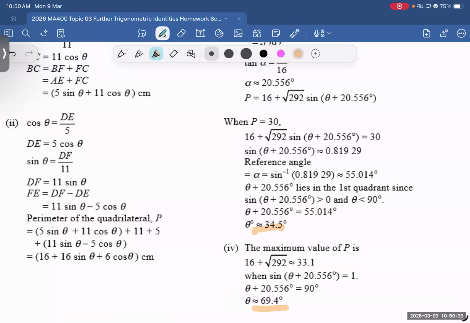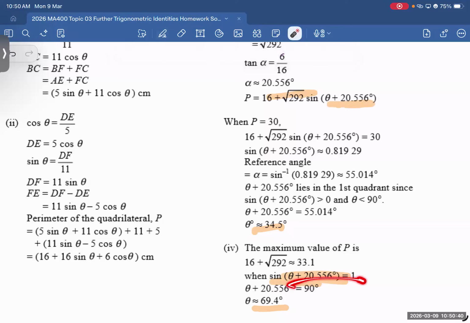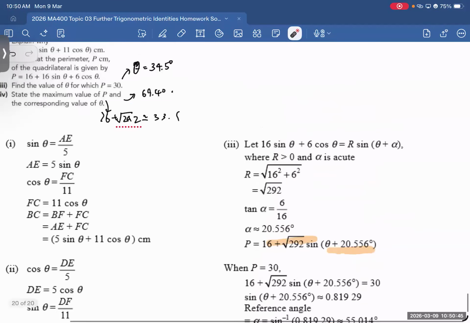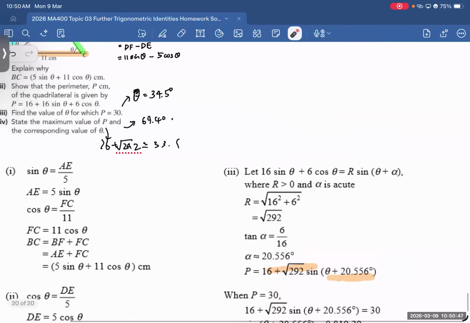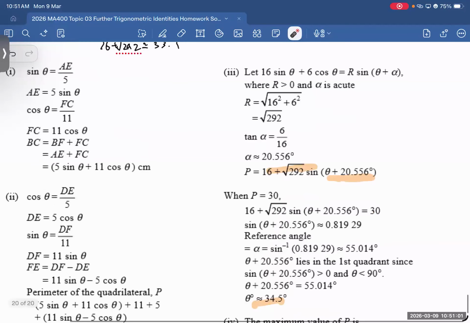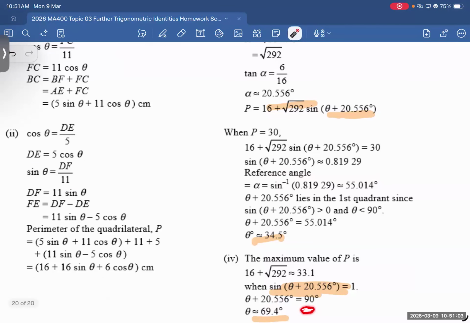Part 4. You must remember, maximum value comes when this is 1. Can you see when this is 1? Sine of what value gives you 1? I want the answer in radians. Okay, so that's why you can see the answer is 90, all in degree mode.